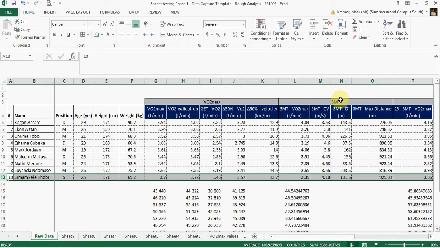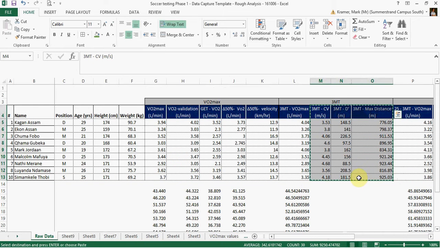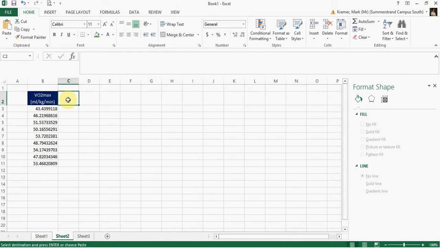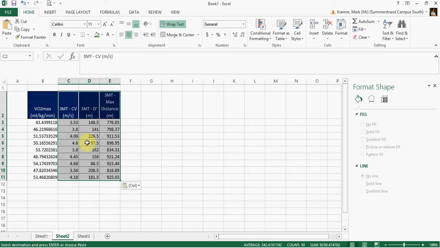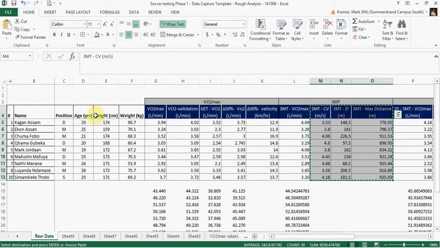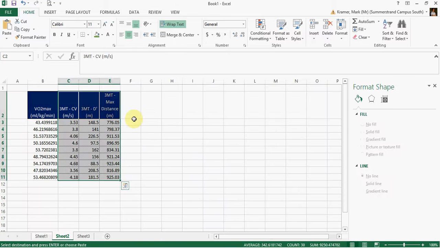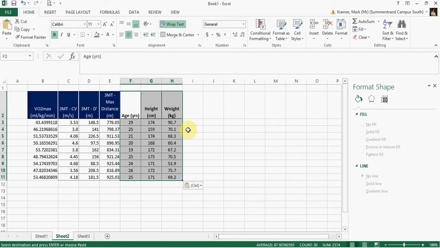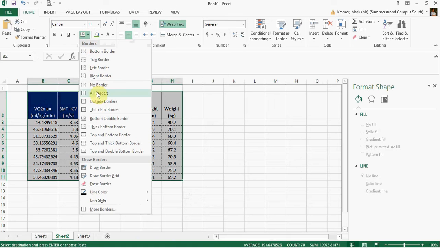Okay, so I'm interested in whether I can use values that I measured in the 3MT to predict what the VO2 max was during laboratory conditions. So I'm going to copy and paste all of these values in here. Good. Then I also want to try and see maybe age, height, and weight would be variables that I'd want to factor into my model. So I'd put those in, and we'll leave it there for now. I think that should be a fairly good start. Just neaten it up a little bit.